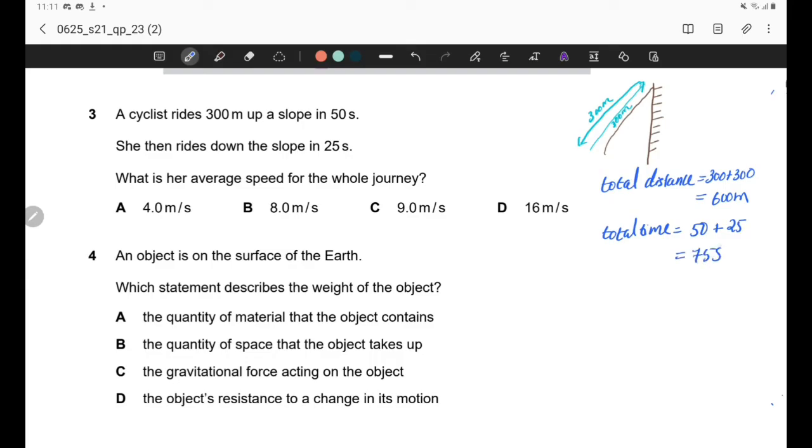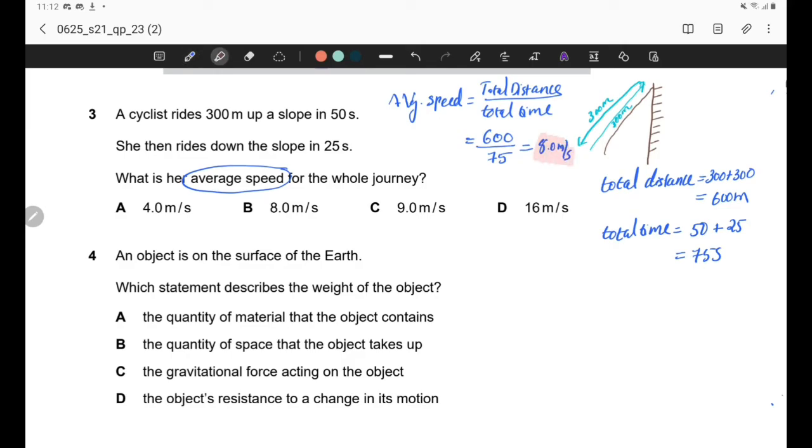So we can calculate the average speed. We just need to use the equation of average speed. Average speed is the total distance travelled over total time taken. So the total distance is 600 meters over the total time taken of 75 seconds. So we will get 8 meters per second. That is the average speed of the cyclist. Therefore the correct answer is option B.